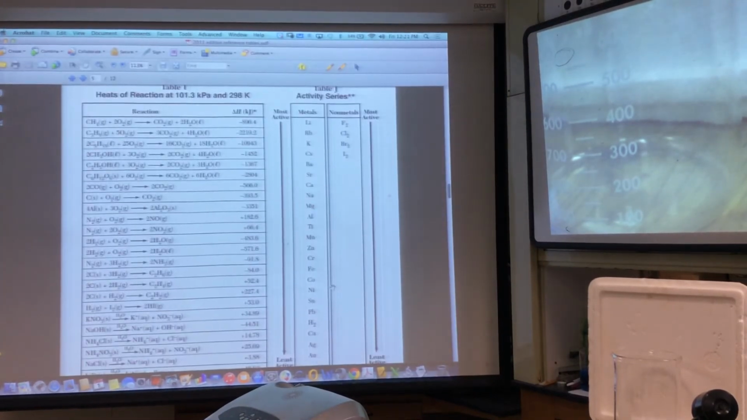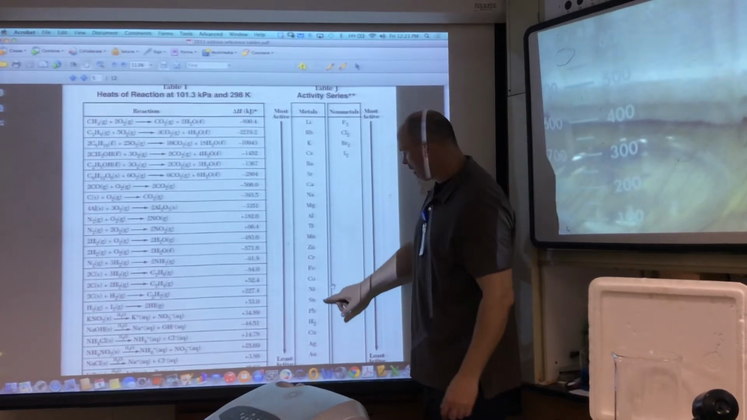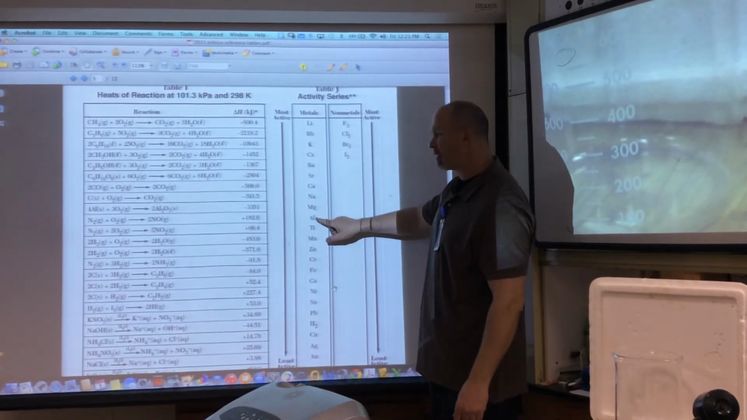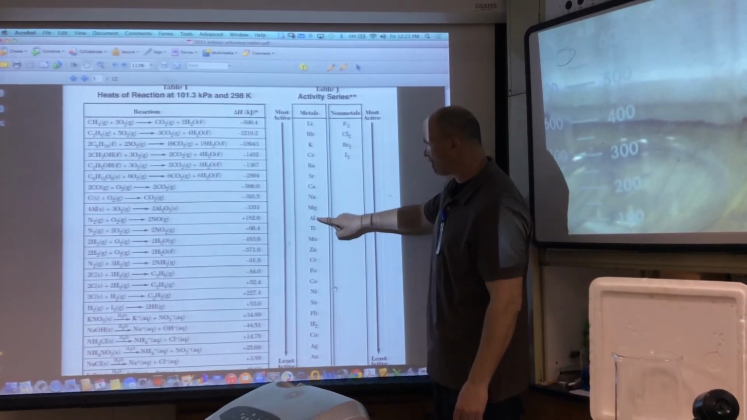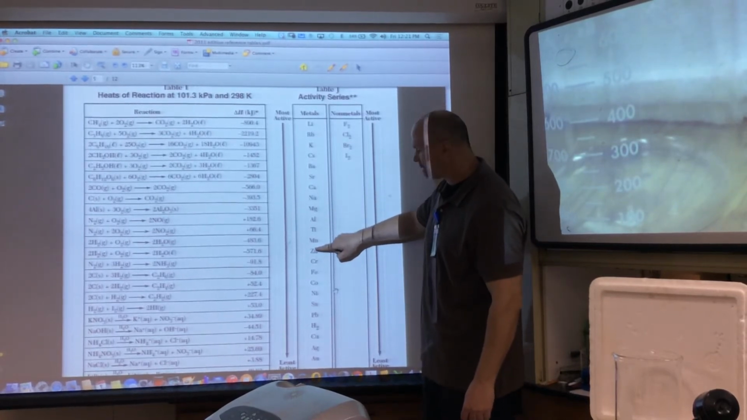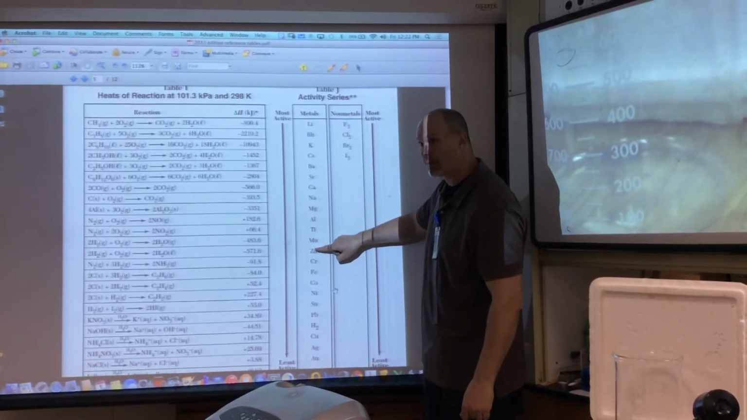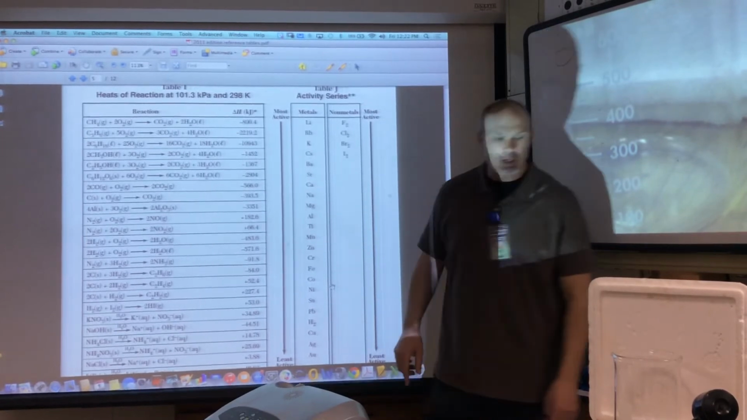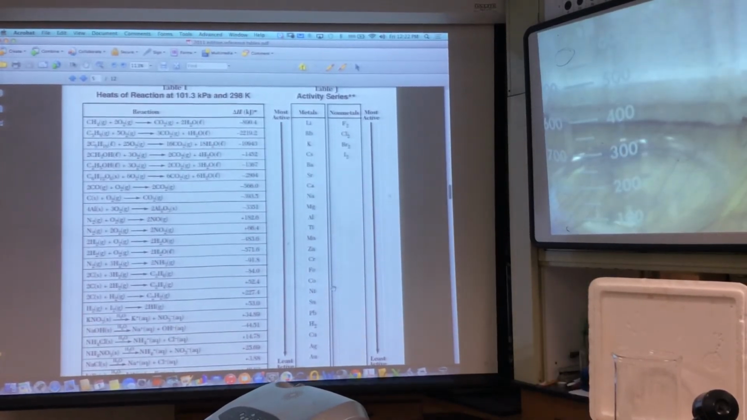My friends in chemistry, go to your reference table. Where's my aluminum? Who's better than aluminum? Sodium. Who's worse? Zinc. It's the same list. That's where it comes from. Now, looking at table J, let's stay with table J right now.